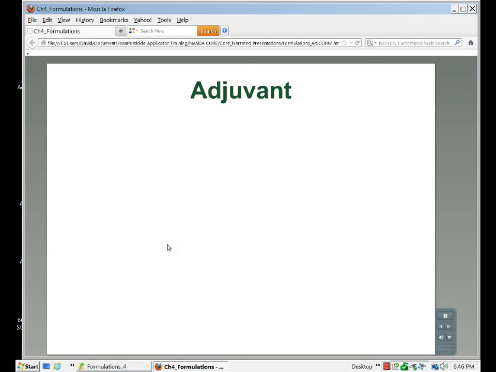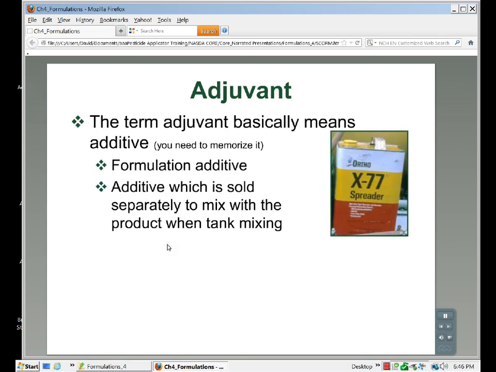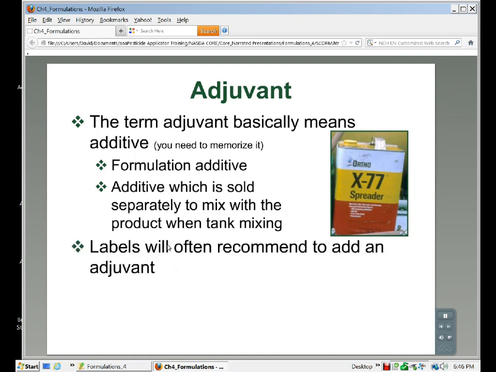Adjuvants are pesticide additives. Some adjuvant materials are added directly into formulated products to provide competitive advantages. Additionally, some pesticide labels recommend the use of certain adjuvants, and these are sold separately as adjuvant products. They're mixed directly with the product when making up a spray batch.